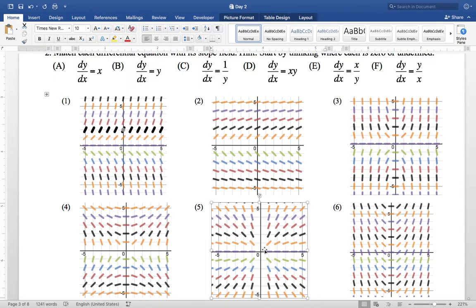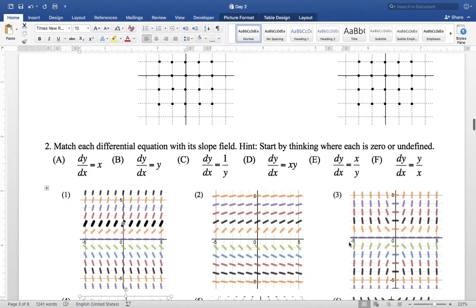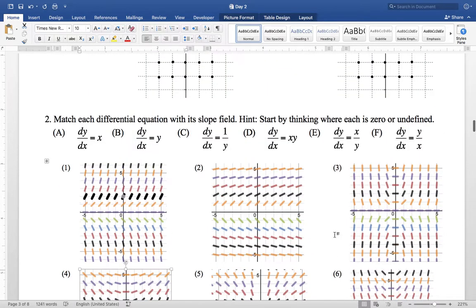I don't think that 5 has that property. As I go up this way, the slopes are not getting flatter. And I don't think that this one has the property either. So I'm pretty sure that E has to go with 4. So it's those kinds of arguments that you can make to match up differential equations with their slope fields. You want to be looking out for differential equations that only depend upon one of the variables.